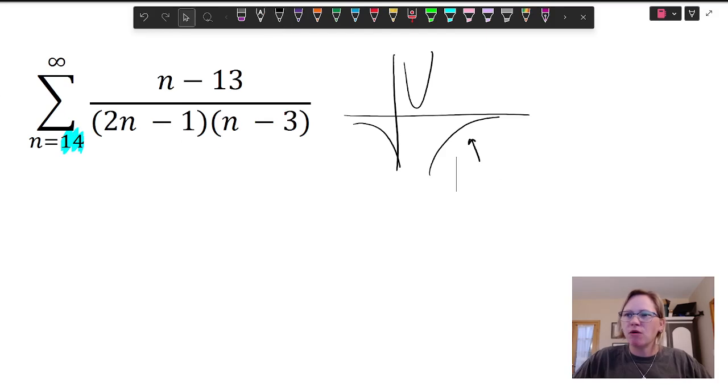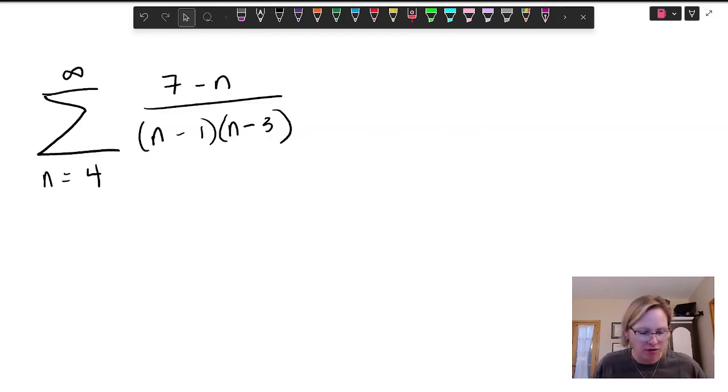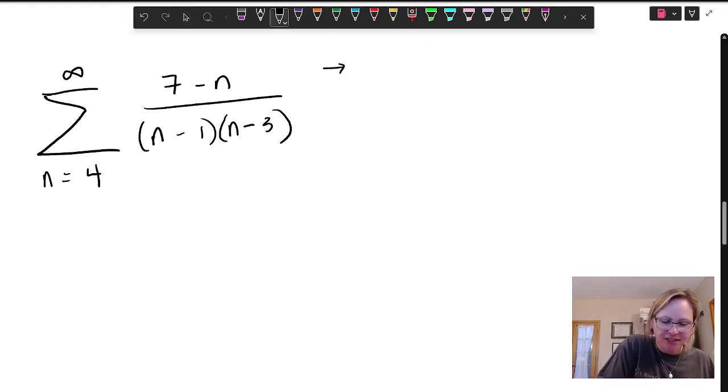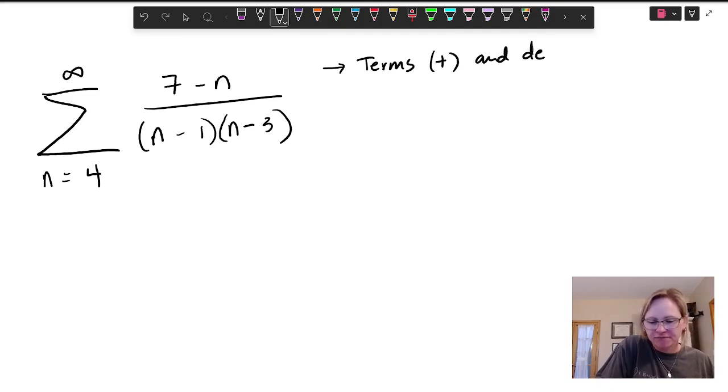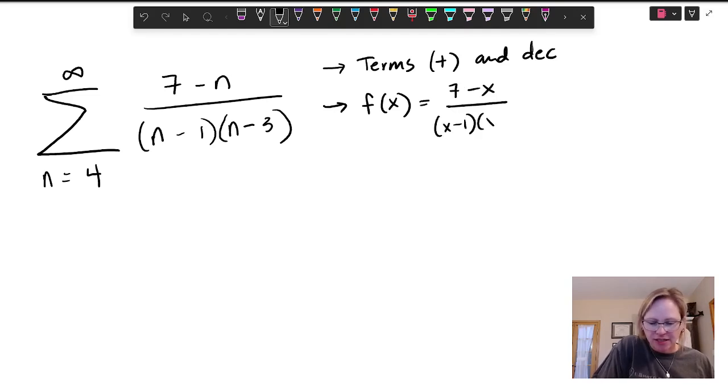So let's pause for a moment, and we're going to get one that does work really well for our integral test with partial fractions. All right, so now we have another series here that appears to be a good one for integration, and this one is in fact positive and decreasing, and the function is continuous. So let's state our condition. Our terms are positive and decreasing, and if I write f of x as 7 minus x over x minus 1 times x minus 3, it is continuous.